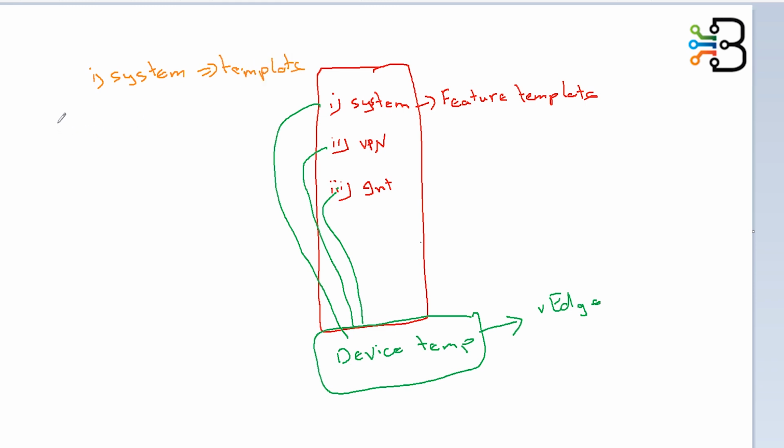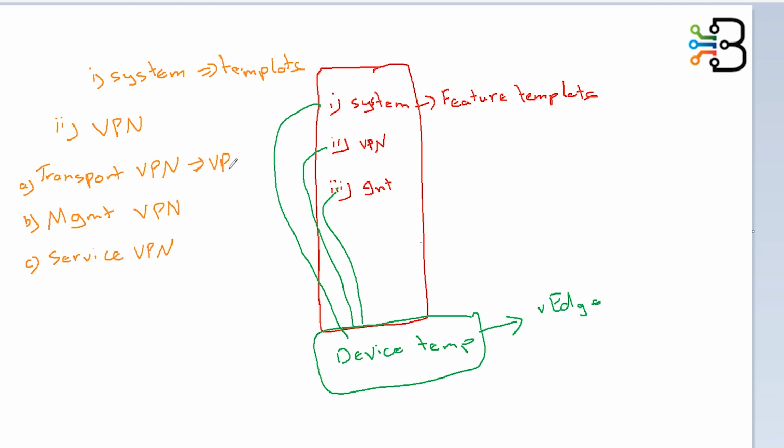Now I have to configure the VPN service. As you know, in any SD-WAN environment, there are 3 basic VPNs. One is the transport VPN. The other one is the management, MGMT VPN. And third is the service VPN. The transport VPN is VPN 0. The management VPN is VPN 512. And apart from 0 and 512, any number that we configure will work as a service VPN.